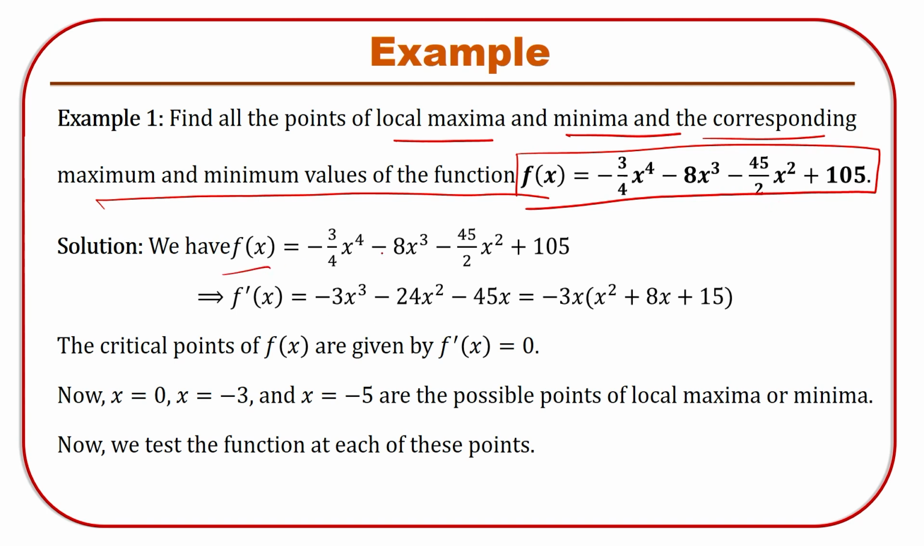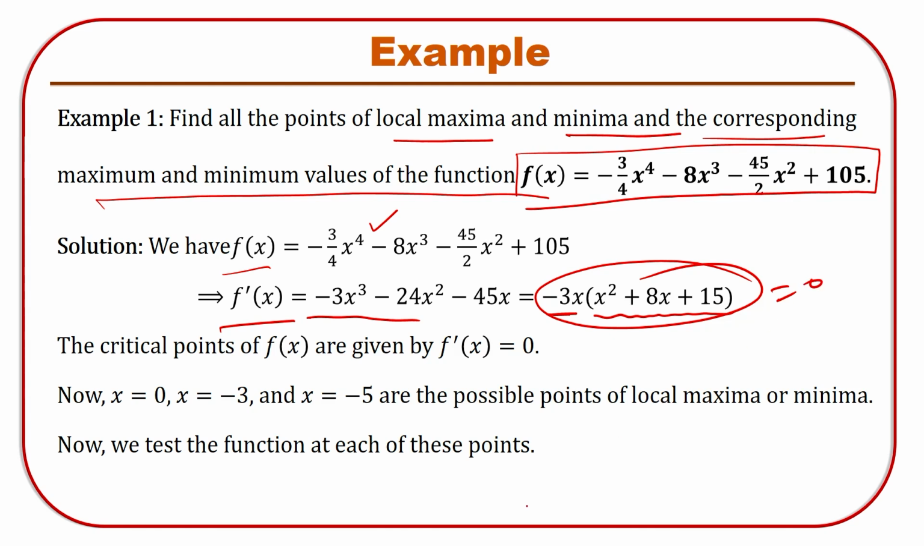So, we have f(x) equal to minus 3/4 x to the power 4. So, f dash of x comes out to be minus 3x into (x square plus 8x plus 15), right? It is easy to derive it. And what are the critical points? Just equate it equal to 0.